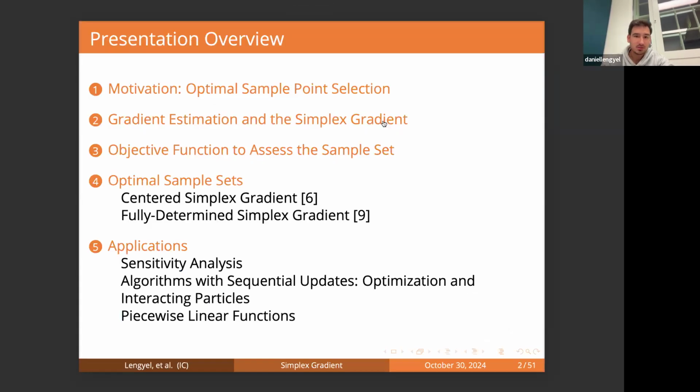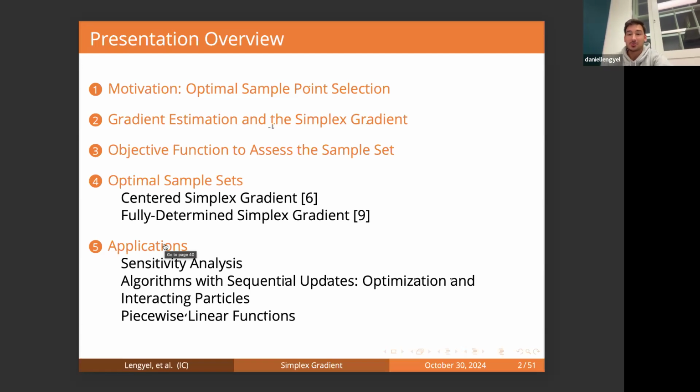So the rough outline will be: why do we want to study this problem, or really what drives me to study sample set selection for gradient methods? I'll briefly talk about what that is here. Then I'll talk about the definition of gradient estimation and the method that we'll be using to do so. Then we talk about objective functions, how to assess optimality for the elements that you want to find. Then we talk about the results that we have found for the two different instances of the simplex gradient. And then we look at the actual applications and where this is going to be useful.